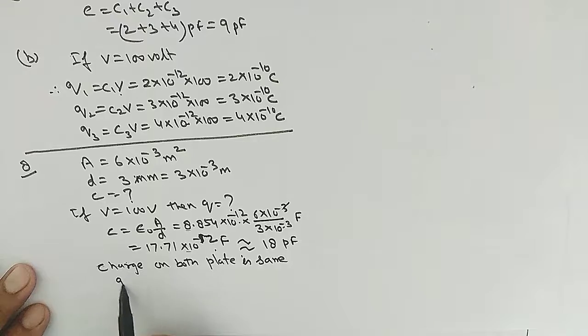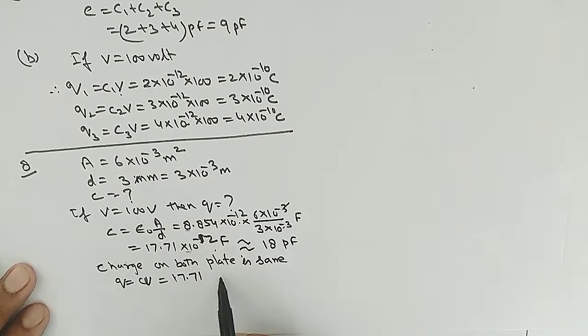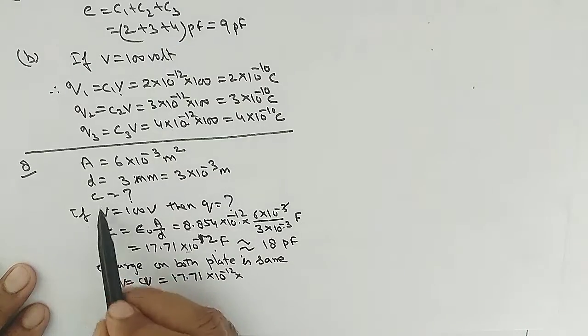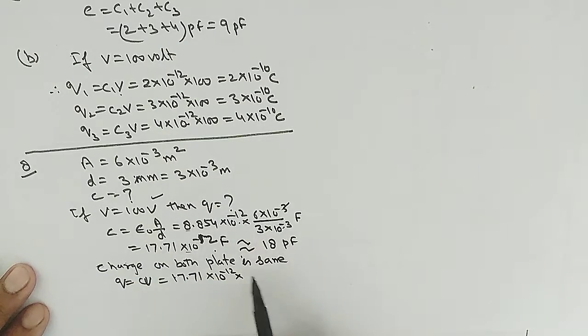To find the value, use the formula Q is equal to CV. C is just found, it is 17.71 picofarad, 10 to power minus 12, and the value of V is given in the second part. Put here V is equal to 100, and it will come 17.71 into 10 to power minus 10 farad. Okay, it is the charge now, so the answer will come in coulomb.